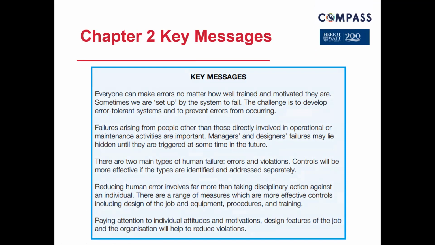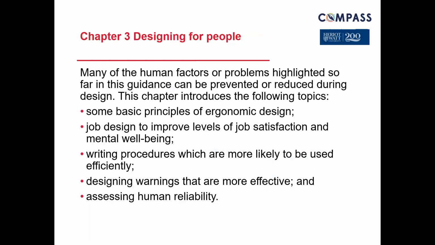Controls will be more effective if the types are identified and addressed separately, because you should treat error and violation quite separately. Similarly, taking disciplinary action against individuals, I find that useful in terms of the ripple effect. If you single someone out and say the behavior that you are showing is not acceptable, we will take you down the disciplinary route, it does have a ripple effect in terms of others that then see this and say, well, we can't obviously breach the system without thinking of the consequences. So at the end of all those chapters, it gives the keynotes.